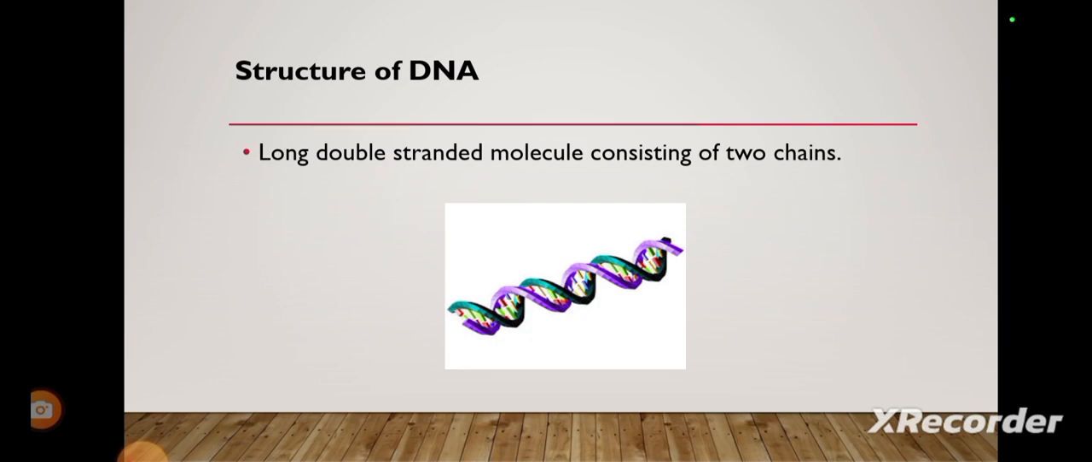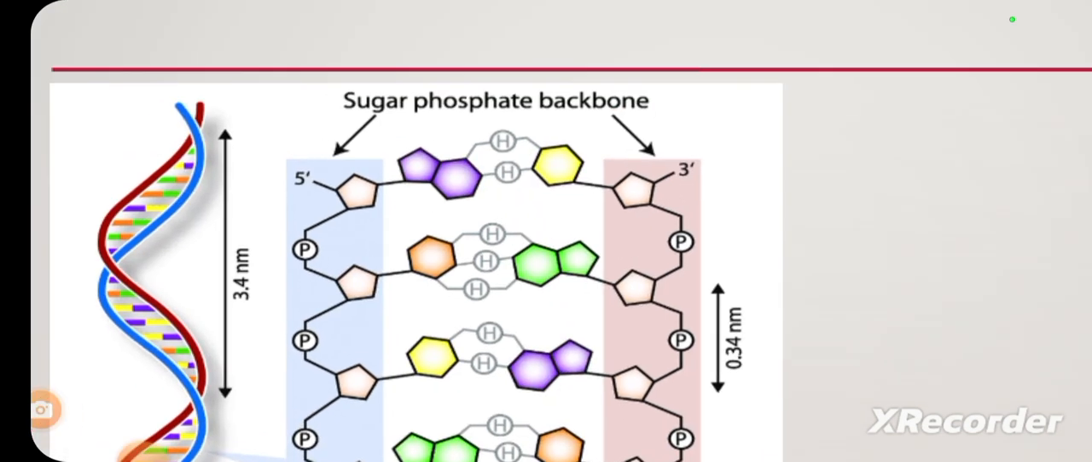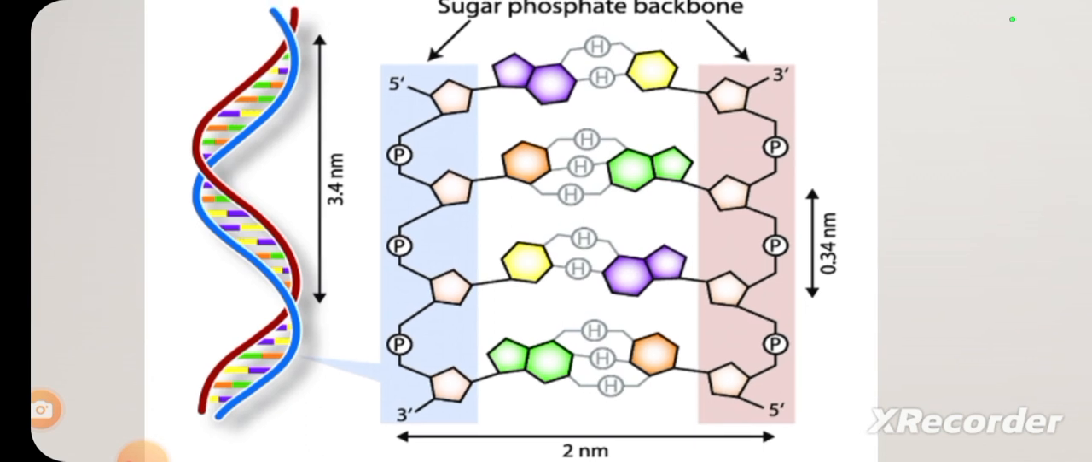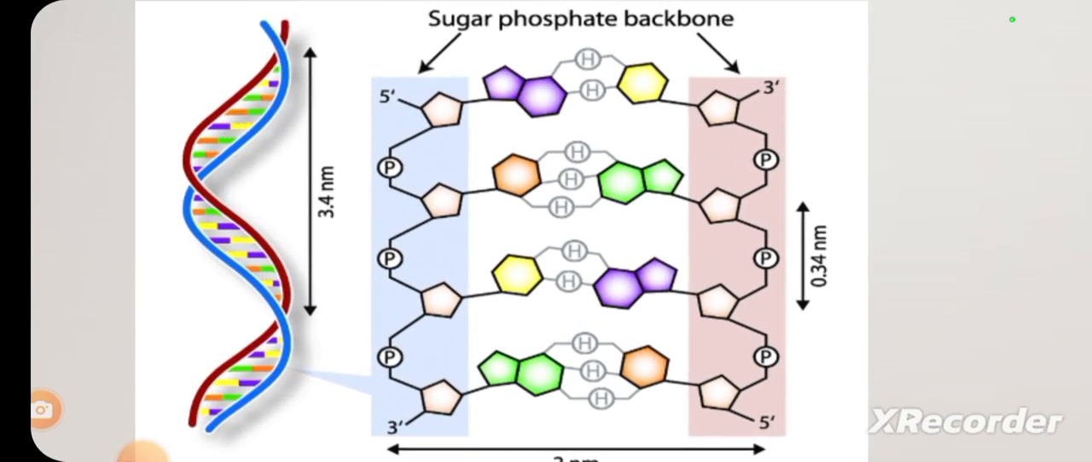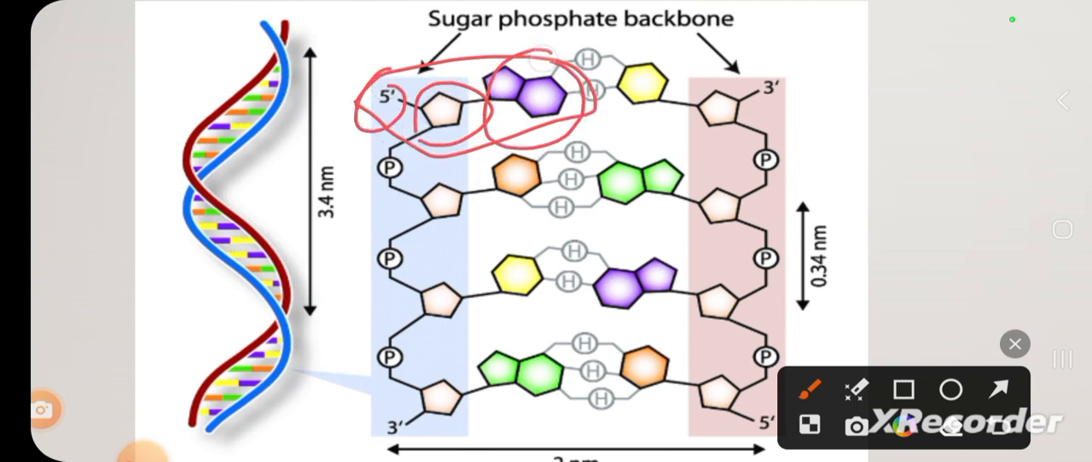So this molecule consists of two chains that are twisted around each other. Got it? Now, how is this structure formed? All the nucleotides that are forming this DNA will link up and join with each other and form a macromolecule. You can see that this is one nucleotide. It consists of a phosphate group, a pentose sugar, and a nitrogenous base.